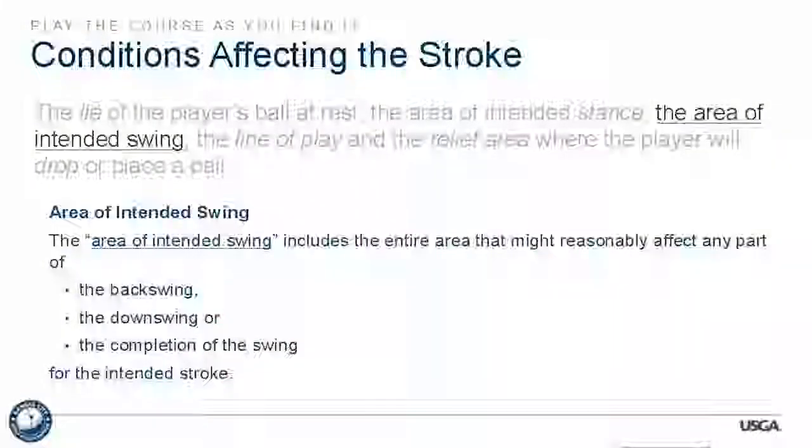It also includes the entire area that might reasonably affect any part of the backswing, the downswing, or the completion of the swing. So the whole entire action of the stroke is going to be covered in the area of intended swing.